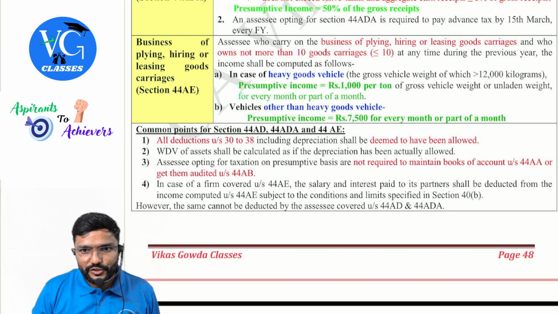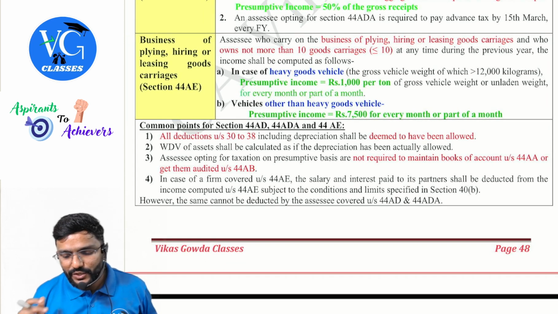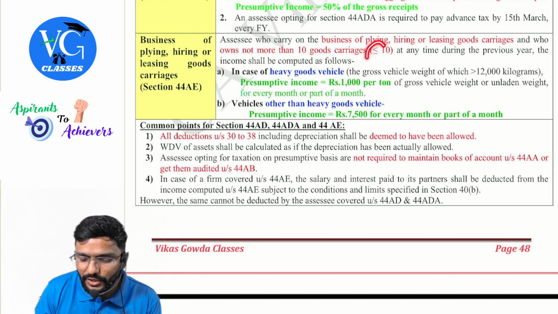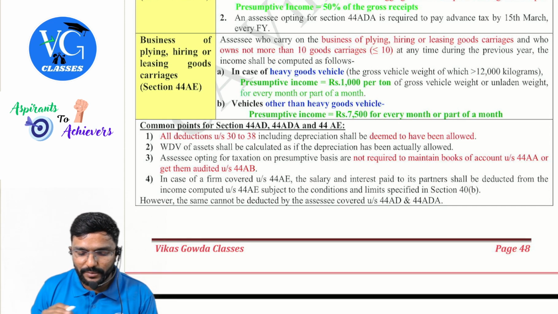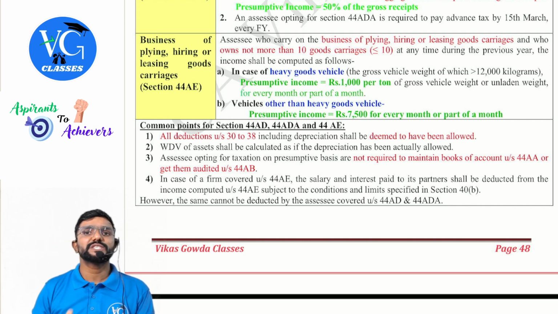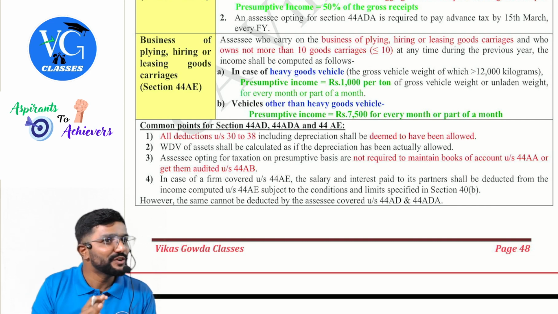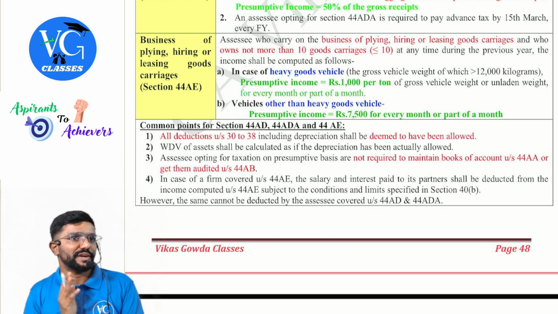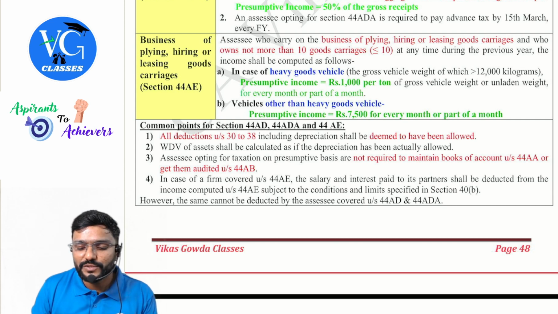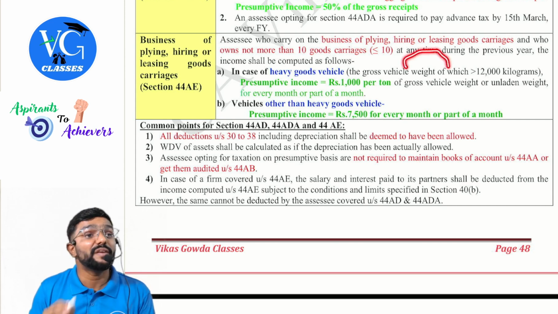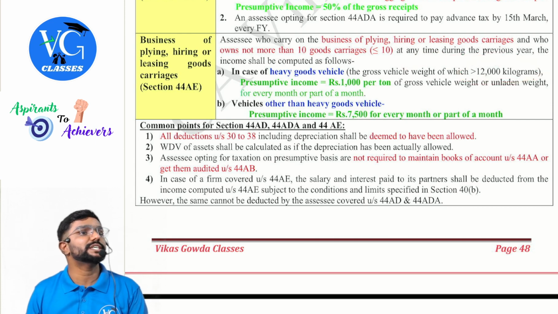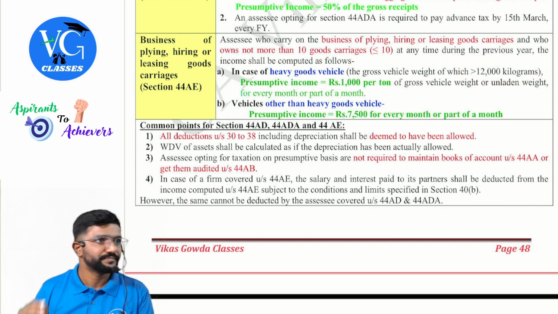An assessee who carries on the business of plying, hiring or leasing goods carriages and who owns not more than 10 goods carriages, that is less than or equal to 10, at any time during the previous year, the income shall be computed as follows. We have to check whether the goods carriage is a heavy goods vehicle or other than a heavy goods vehicle. How will I decide whether the vehicle is a heavy goods vehicle? Heavy goods vehicle means the gross vehicle weight, not goods weight, is more than 12,000 kilograms or 12 tons.